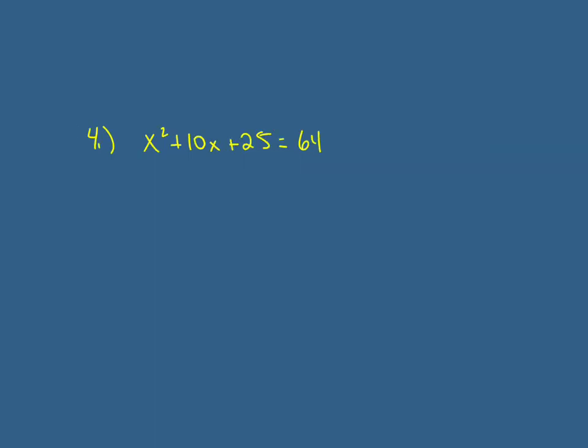4. Now the left side already is a perfect square trinomial because it has 3 terms. The first one is perfect. The last one is perfect. This 64 has nothing to do with that. So I'm not even looking at the 64. I only care about the left side.